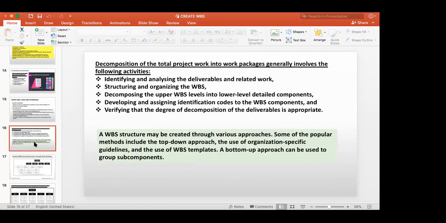මේකේ නම් නේ වැදගත්. ඒ කියන්නේ structure may be treated through various approaches. මෙතන මේ විතරත් ඔය bottom up approach කියනවා. The WBS කඩන එකේ the reason of that is you can have a bottom up approach.